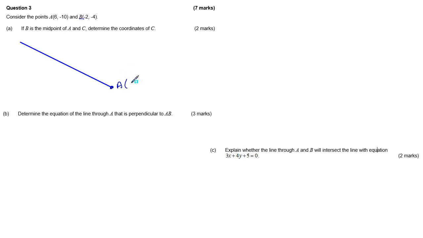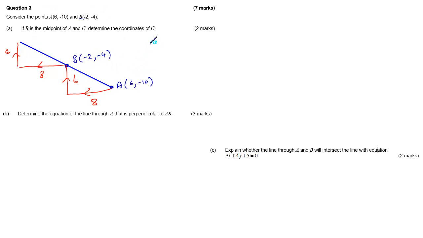So A is here at 6, negative 10. Now B is the midpoint here, and it's at negative 2, negative 4. So in order to get to B from A, I've come backwards by 8 and gone upwards by 6. So to get to C, I need to do the same again. So I need to go back 8 and up another 6.